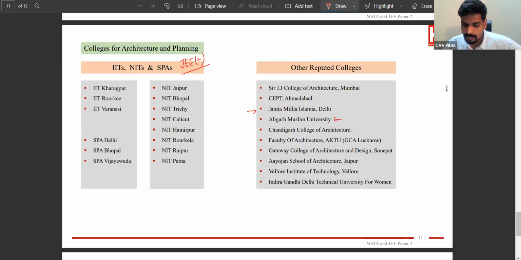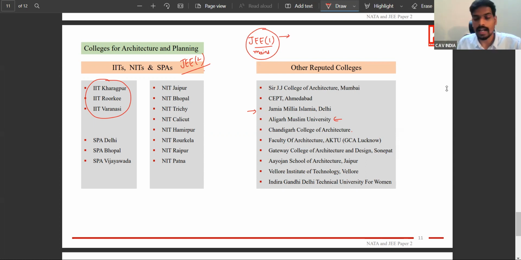You also have a doubt: do you have to clear Advanced for IITs? Yes, if you want to get into architecture at IIT Kharagpur, Roorkee, and Varanasi, you have to first clear JEE paper 1, which is basically JEE Mains. After clearing that, you need to clear JEE Advanced also. And after clearing Advanced, you will have an architecture aptitude test separately. You need to clear this as well. Then you will get into B.Arch at the IITs. You need to write 3 exams.